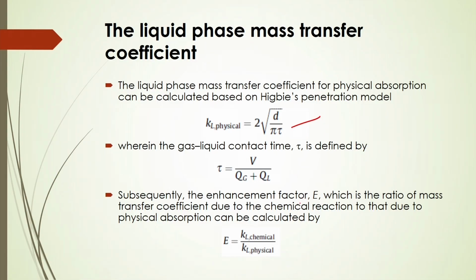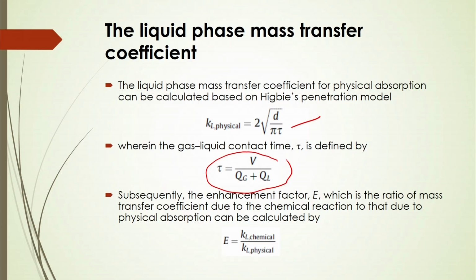This is the penetration model for the physical liquid side individual mass transfer coefficient, that is KL, which will be 2 times the square root of D by pi t, where in this case d is the diameter of the bubble, and tau is the residence time. Also, the gas liquid contact time or residence time is defined by this equation, where V is the volume of the reactor, that is the gas liquid mixer volume, Qs is the volumetric flow rate of the gas, and QL is the volumetric flow rate of the liquid.